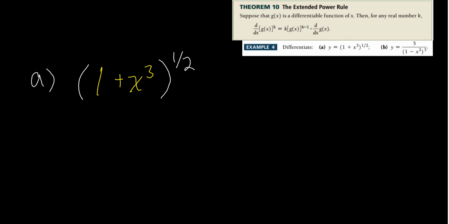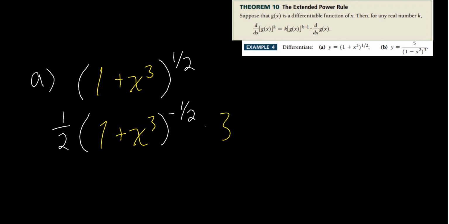What I'm going to do is put the 1/2 out front, and then go down 1. So 1/2 minus 1 is going to be negative 1/2. Again, I'm going to rewrite that beneath it. So I'm going to have 1/2 times 1 plus x cubed raised to the negative 1/2. And then we multiply that by the derivative of what's on the inside, and the derivative is simply 3x squared.